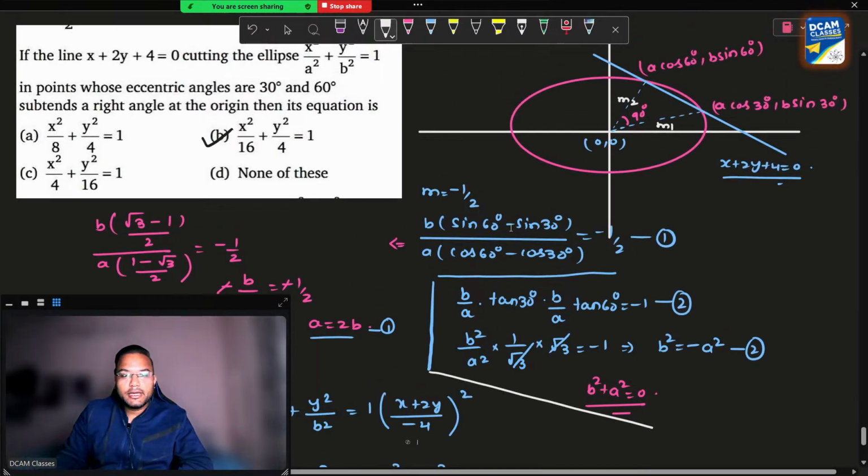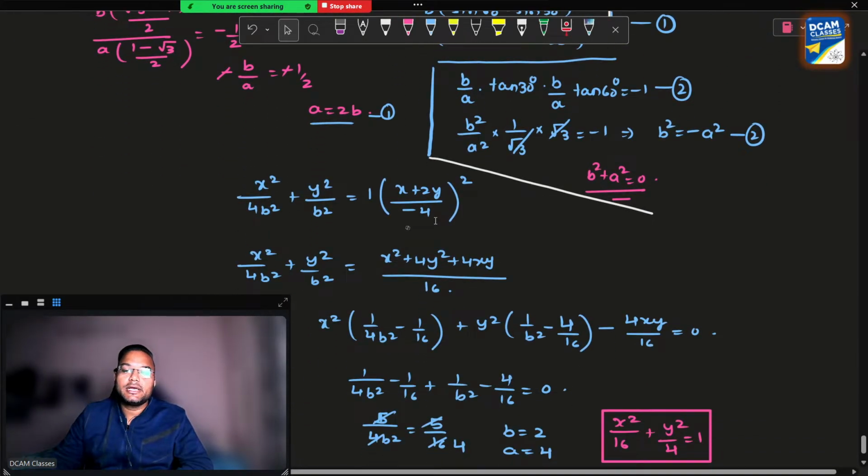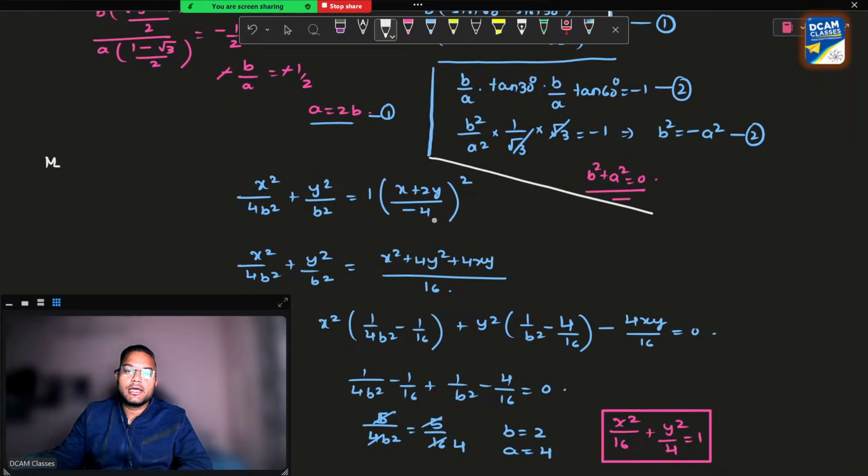But then what I did, there is a method of homogenization that I'm going to tell you now, that I think I have not told you yet.